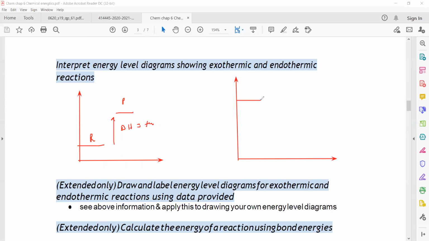But in exothermic reactions, the reactant has high energy and the product has low energy, and the difference in energy between the reactant and the product is always negative. So bond forming is always exothermic: reactant has high energy and the product has low energy. And if the reaction is overall endothermic, it will be the opposite.